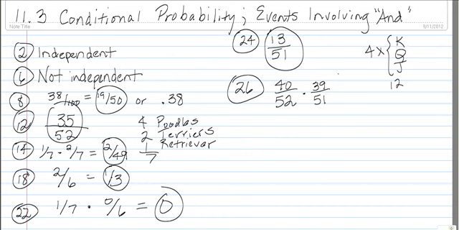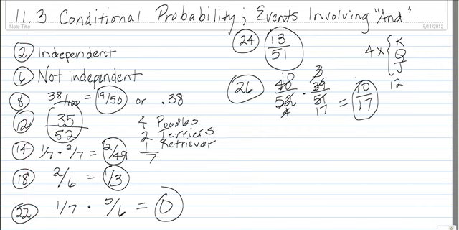And let's see if we can reduce this. I believe we can. 13 will go 4, 3. 3 will go, is it 17? 4 will go 10. So I'm getting 10 17ths for that after I do all my reducing.